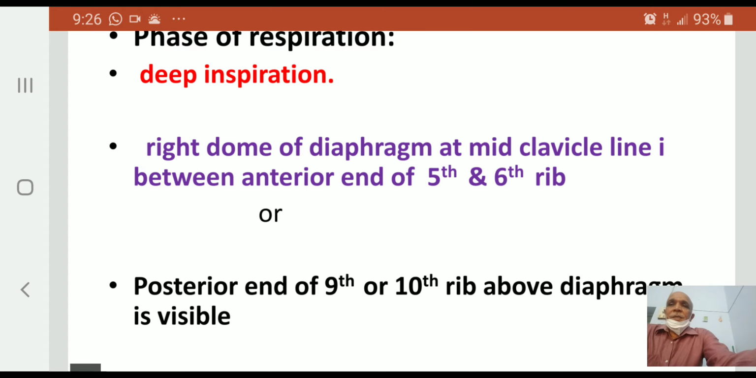If the X-ray is taken in the expiratory phase, the diaphragm is higher, we will see the anterior end of the 4th rib, and the lung markings are more crowded at the base.